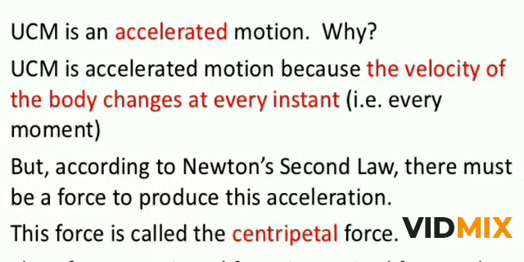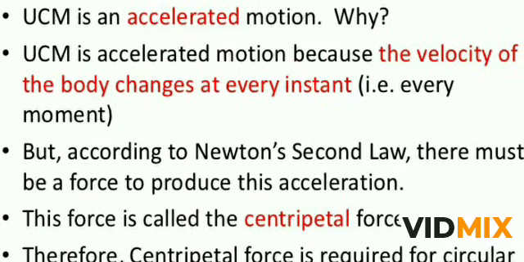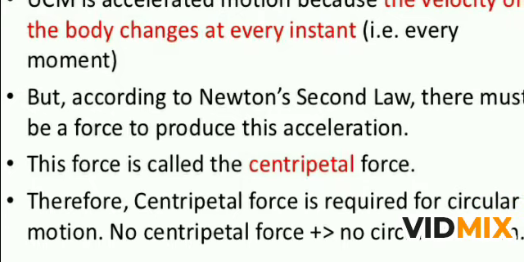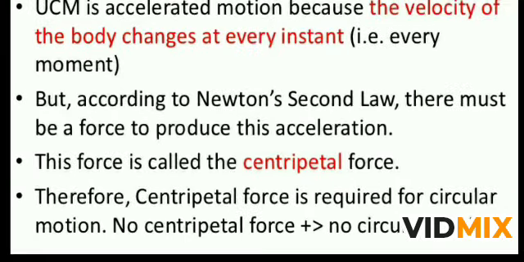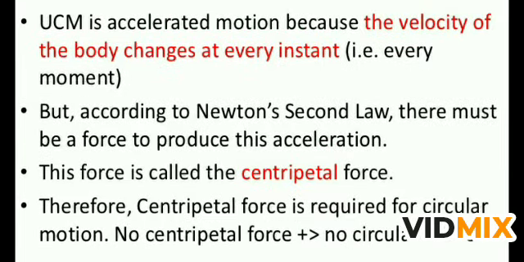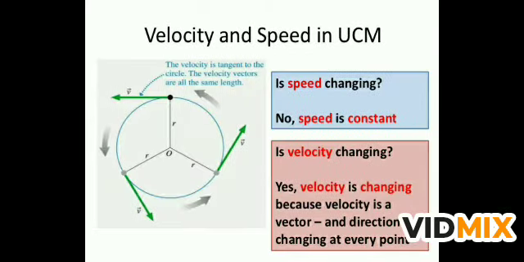So according to Newton's second law, there must be a force to produce this acceleration. Where there is acceleration, there must be a force. This force is called centripetal force, and therefore centripetal force is required for circular motion. No centripetal force means no circular motion. If the body is moving in a circle, there must be centripetal force. Without centripetal force, a body cannot move in a circle.